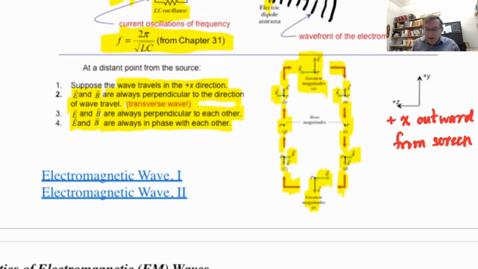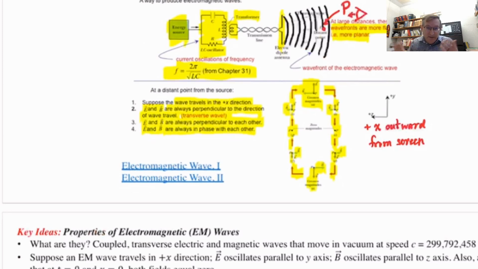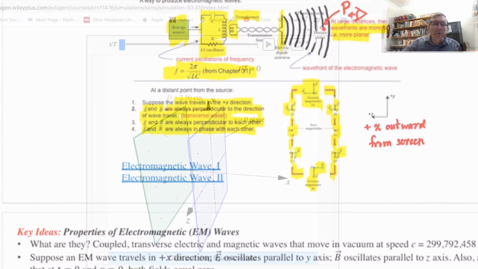Okay? All right, now what I want to do is I want to go to animations where we can have things changing with time and look at some electromagnetic waves in an animation. So I need to go to Wiley Plus.